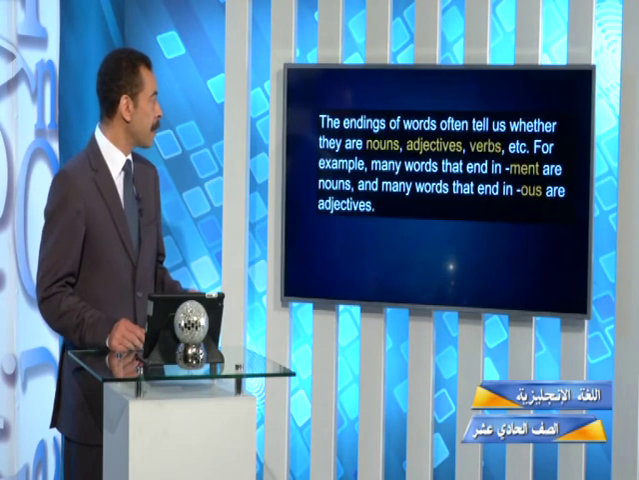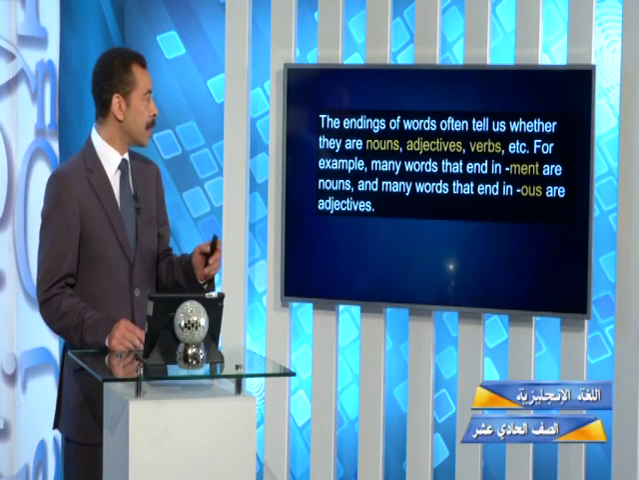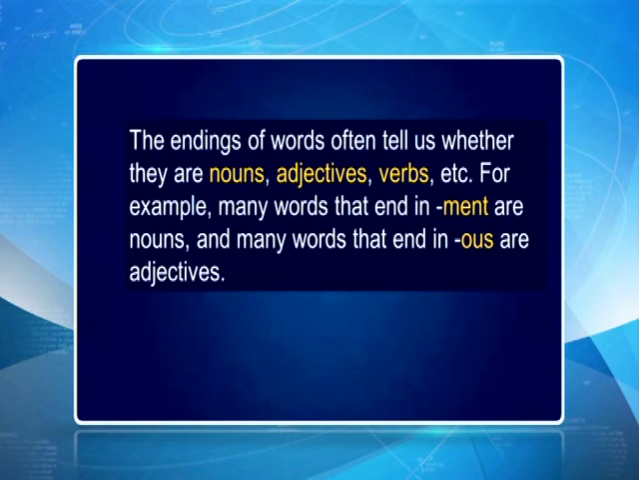The first one says, first here we have a reminder that the endings of words often tell us whether they are nouns, adjectives, or verbs. That is, just by simply looking at the end of a word, you can decide whether it is a noun or an adjective or a verb. For example, many words that end in ment, M-E-N-T, are nouns, and many words that end in O-U-S are adjectives. This is a general rule, but it's not true 100%.